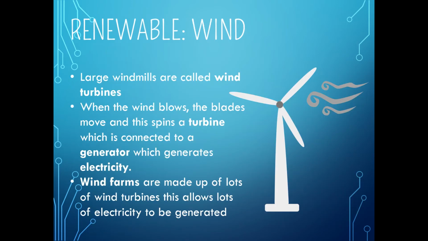Wind energy. Large windmills are called wind turbines. When the wind blows, the blades move and this spins a turbine, which is connected to a generator, which generates electricity. Wind farms are made up of lots of wind turbines. This allows lots of electricity to be generated.